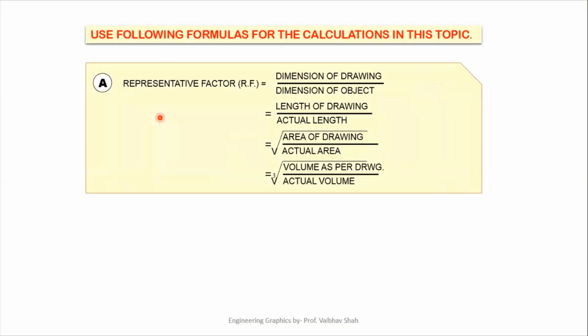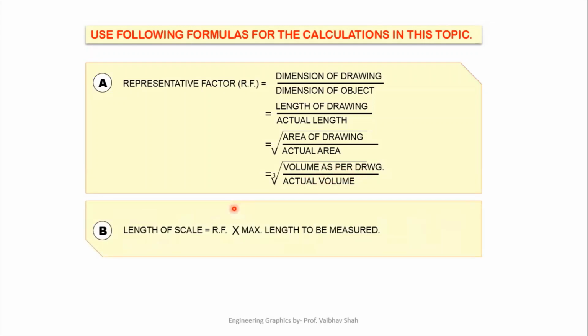Use the following formulas for calculation in this topic. First, representative fraction, or RF, equals dimension of drawing upon dimension of the object. If your dimension is in the form of length, it can be length of drawing upon actual length. If your dimension is in the form of area, it can be the square root of area of drawing upon actual area of the object. If your dimension is in the form of volume, then it can be the cube root of the volume as per the drawing upon the actual volume of the object.